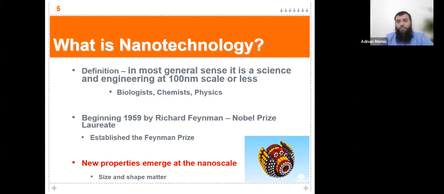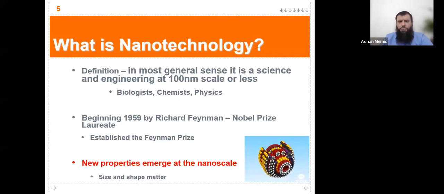But the second way you could win that prize was to print a page of the encyclopedia on the tip of a needle. It had to be scaled down 25,000 times so that you could read the letters with an electron microscope. And it took long, really 30 years. It wasn't until the 1980s that somebody was actually able to accomplish this. And this is really where nanotechnology starts to take off.